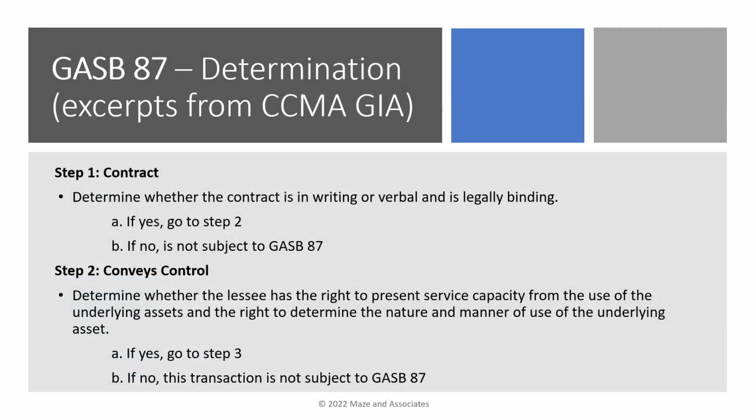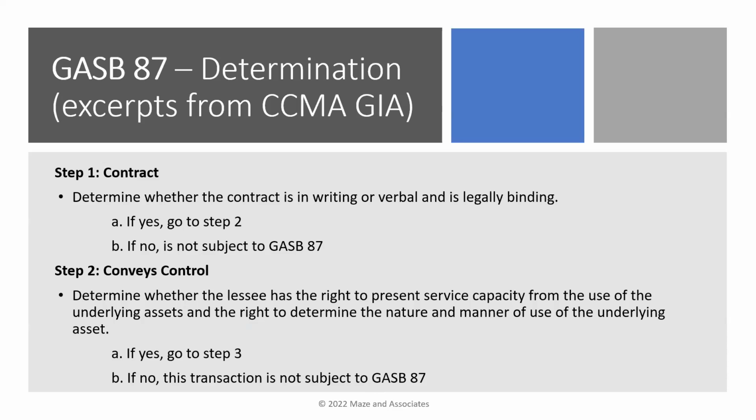And that's why I want to point you to the government industry alert. Again, it's a non-authoritative document, but it was developed based on the provisions of 87. So it is a good tool. It's got: determine whether you have a contract. Obviously you've got to start with something. Is it writing, verbal, or legally binding? If it's not legally binding, no, you just stop right there.